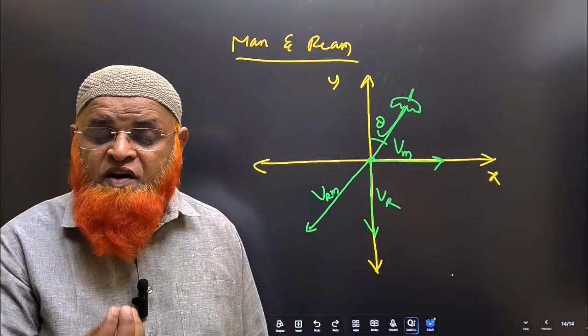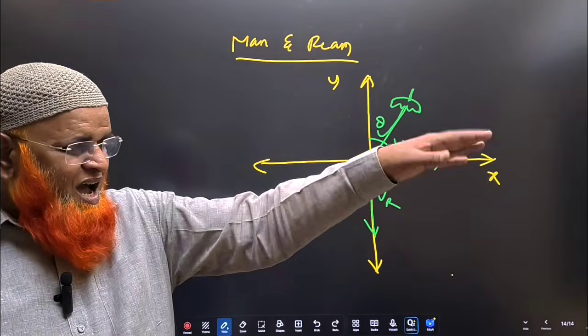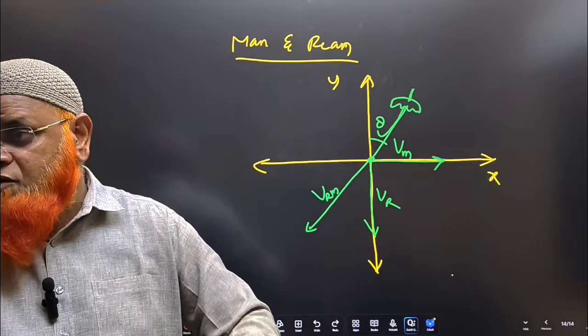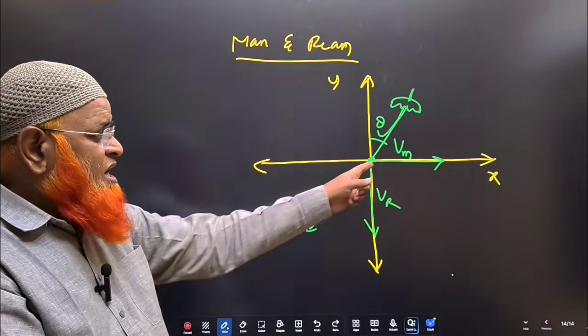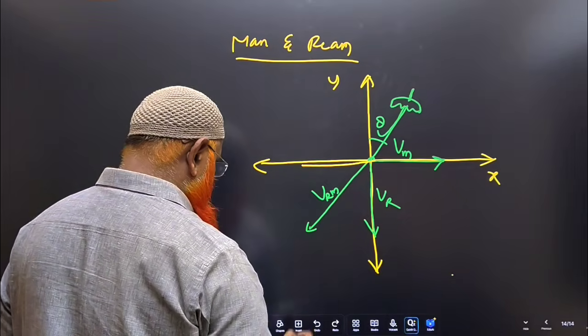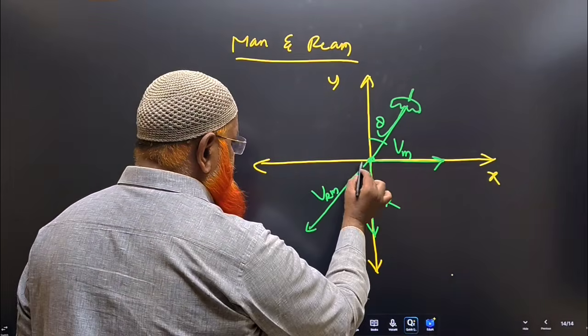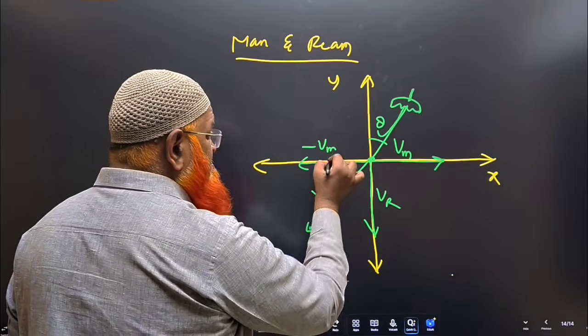Because whenever you want to find out the relative velocity, I have to stop the man. To stop the man means, in terms of vectors, I have to stop. If I want to make him zero, then what should I do? I should draw one vector in the opposite direction, and that is called minus Vm.